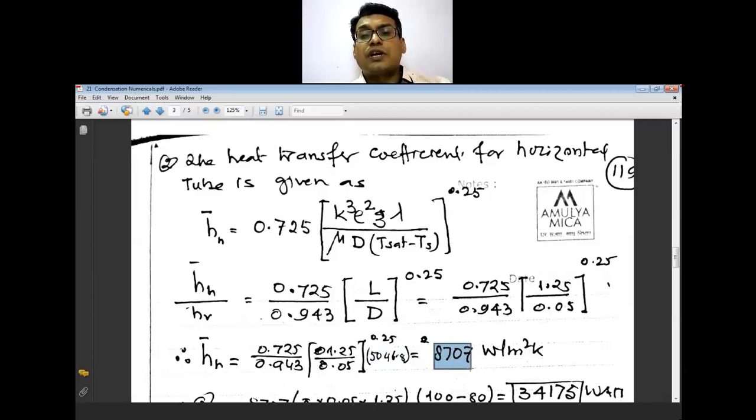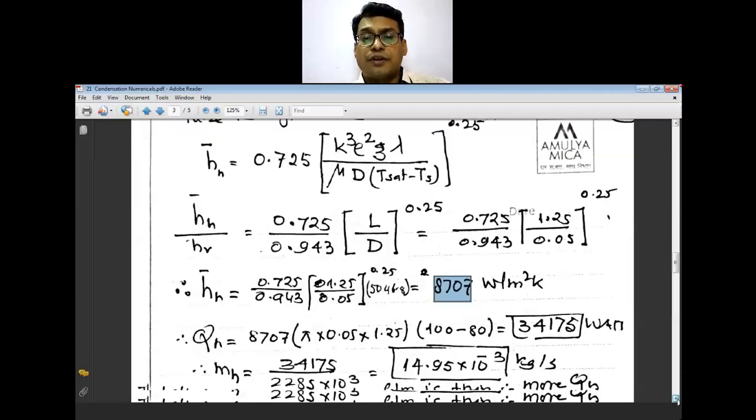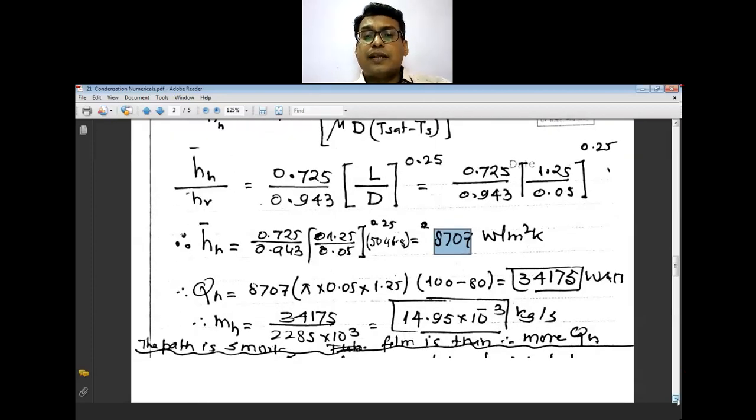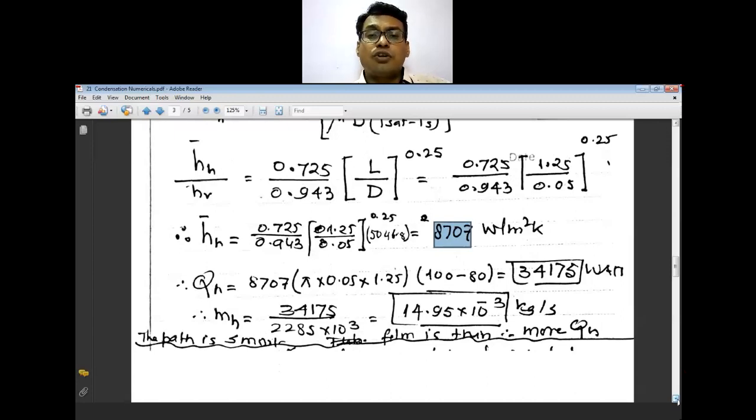The surface area, even though it is same, but the vapors which come in contact vertically and horizontally, there is a difference in the geometry. So that difference of the vertical tubes and the horizontal tubes makes a difference in the heat transfer coefficient. So for vertical tubes, you get a less heat transfer coefficient.